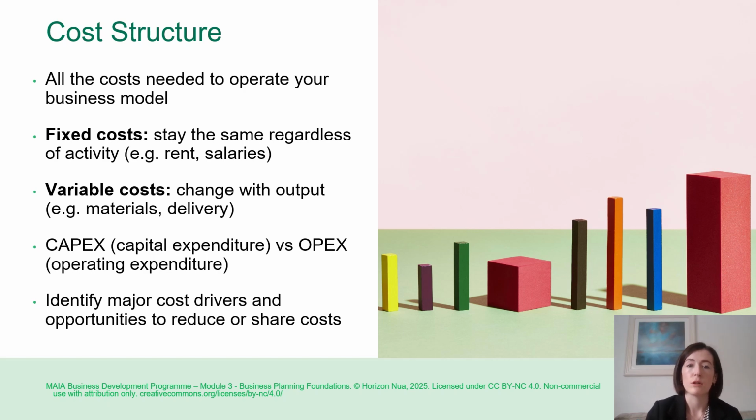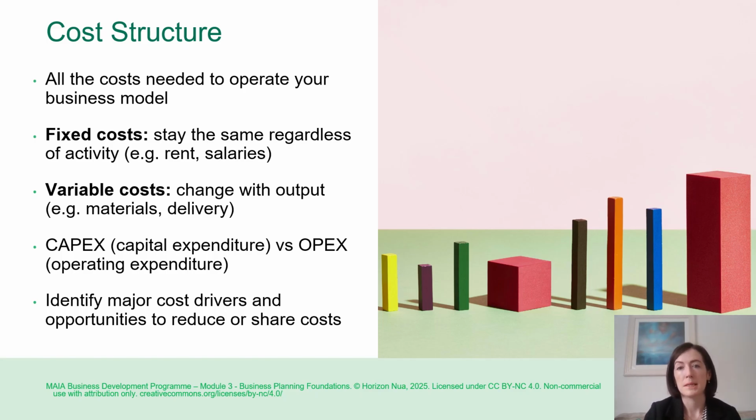Fixed costs are those that remain constant regardless of how much you produce or sell. For example, rent, insurance, and salaried staff. They give you stability but can also create pressure if revenue fluctuates. Variable costs change in proportion to your output, such as raw materials, packaging, or delivery expenses. These are more flexible but can grow quickly as you scale.